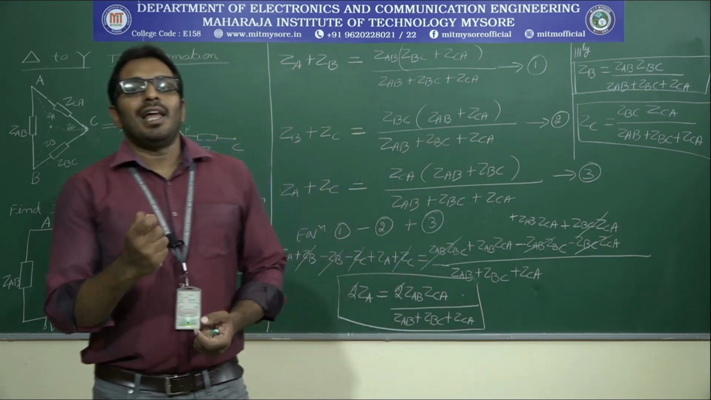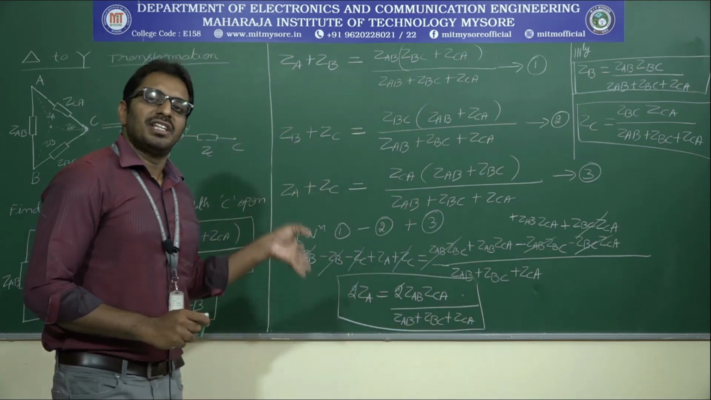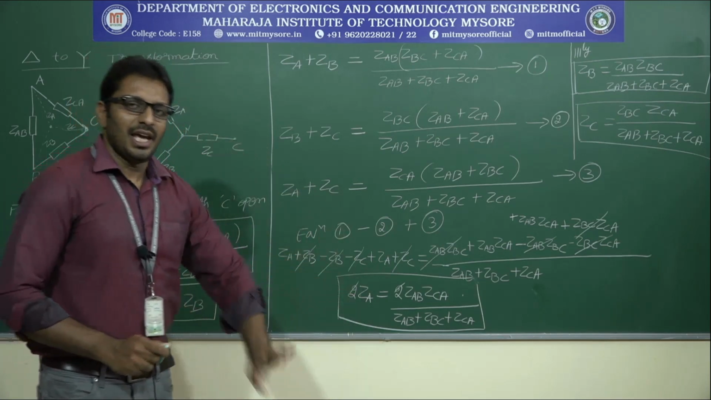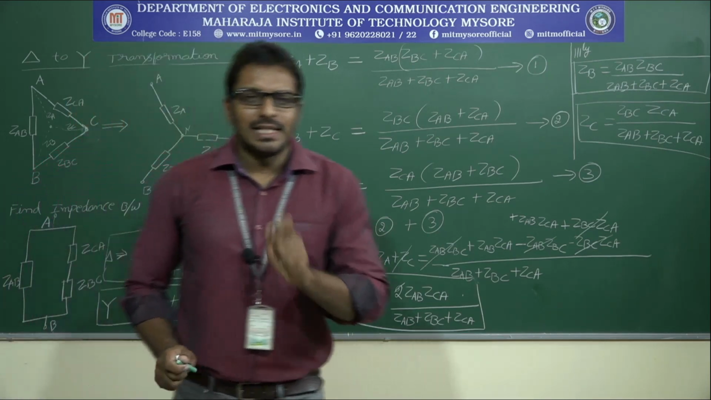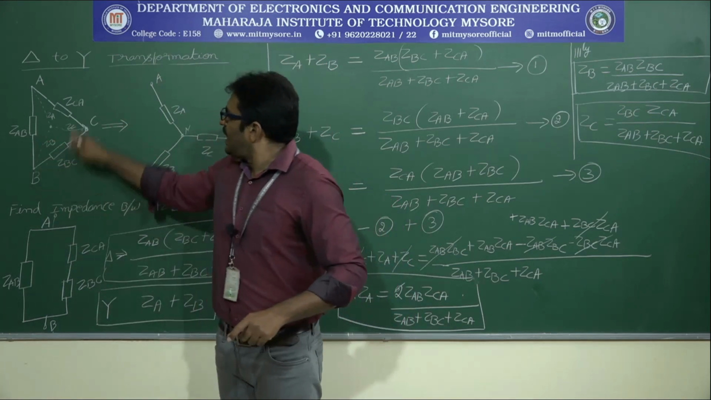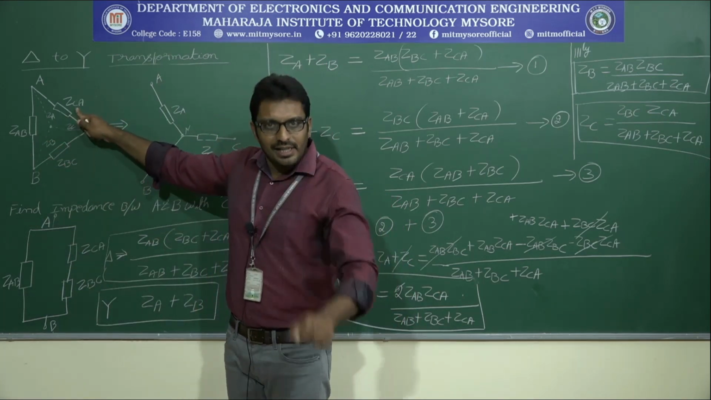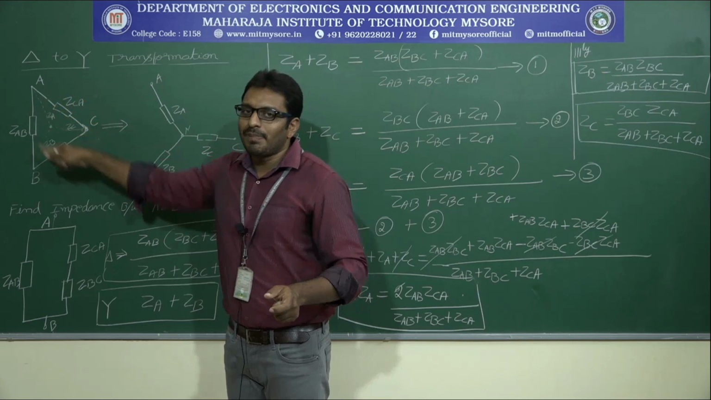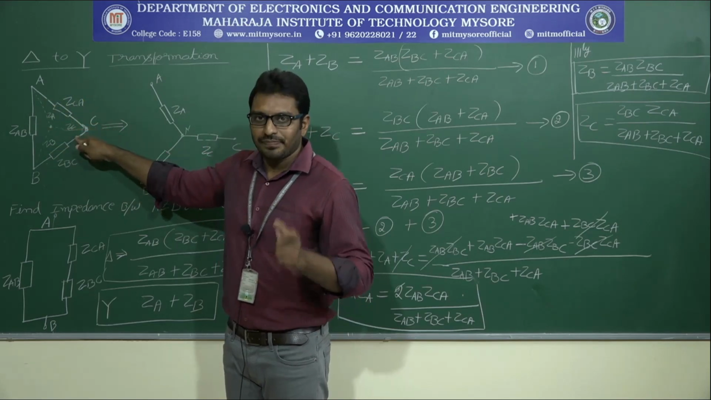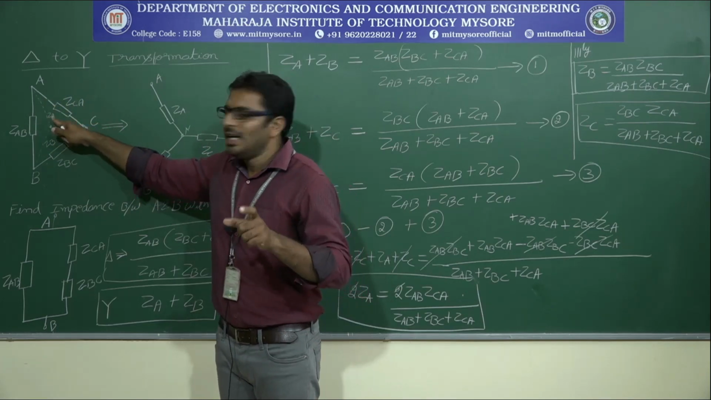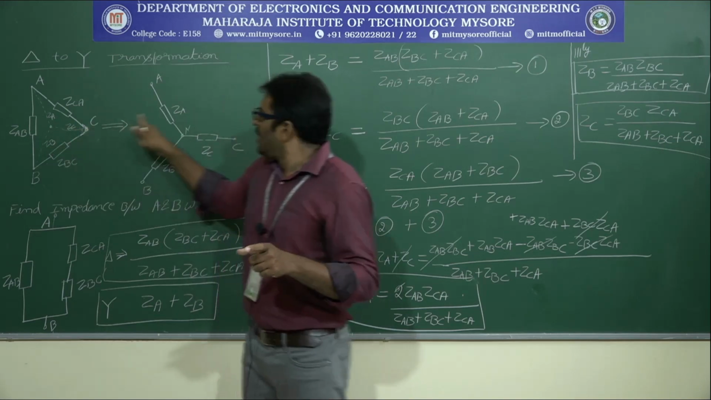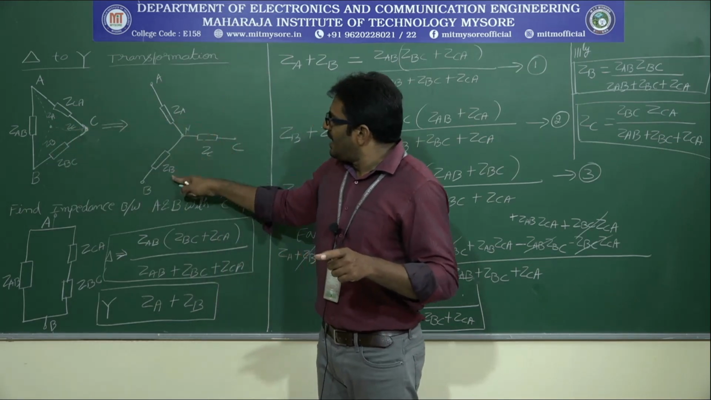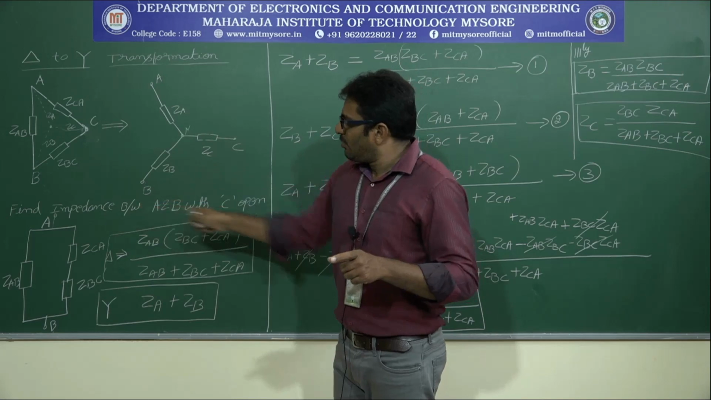I mean equivalent impedance in which connection? In star connection. See, when three impedances ZAB, ZBC, ZCA are connected in delta format, how to replace this delta by star? Means how to find out ZA, ZB, ZC. So in order to find out ZA, ZB, ZC, what is the first step?